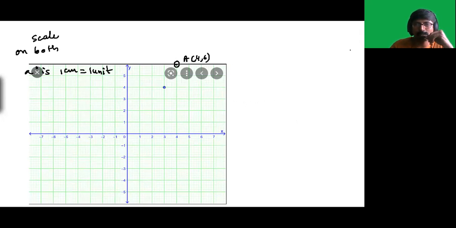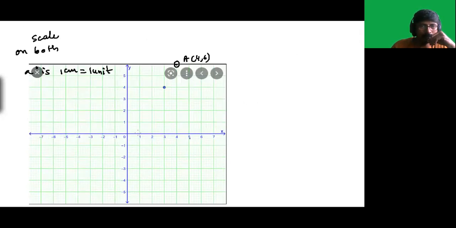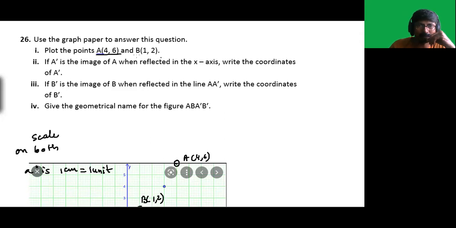Now what is the next point? B is 1 comma 2. Where will 1 comma 2 be? 1 comma 2. If you hurry here and plot one point wrong, your entire sum goes for a toss. So make sure that you read very carefully and plot it very nicely. So our first part is done.